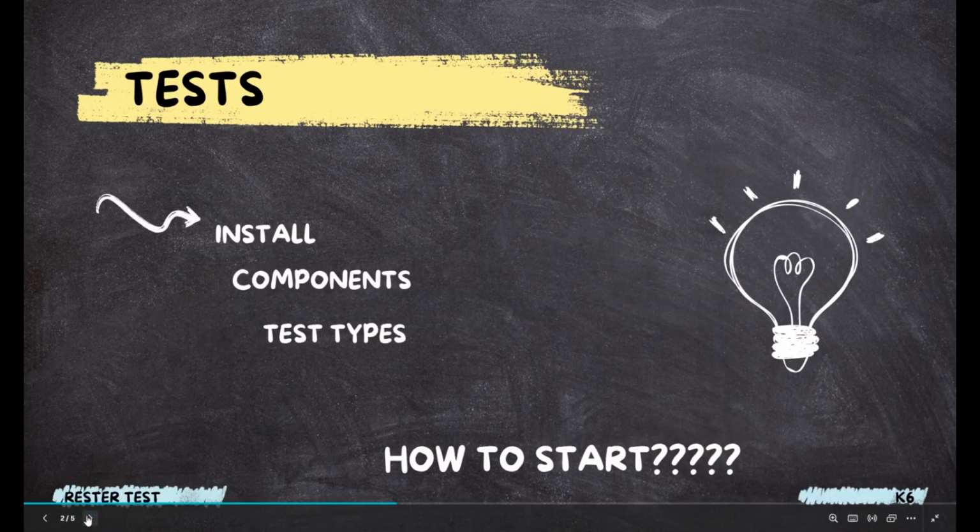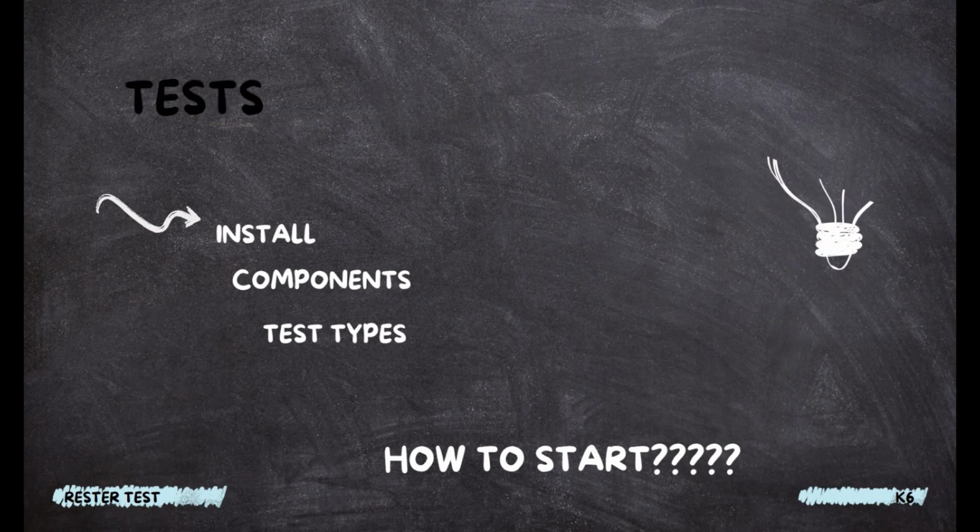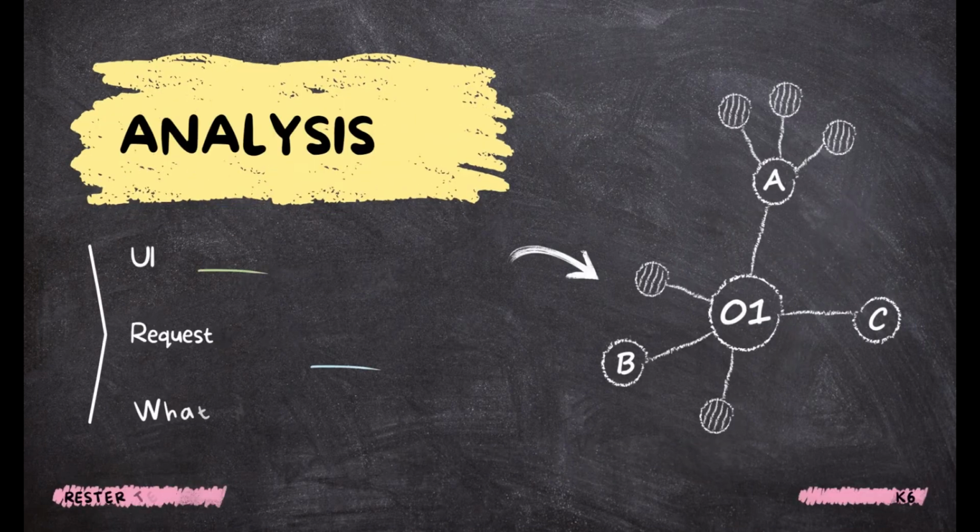Now, until now, we saw a lot about test, how to install K6, what the components of K6 are, what the test types are, but how do we start? How do we start to write complex tests? Well, when you start the test, you need to analyze. You need to analyze the UI, you need to analyze the requests that are being made, and we need to know beforehand what we want to test, what our test will look like.